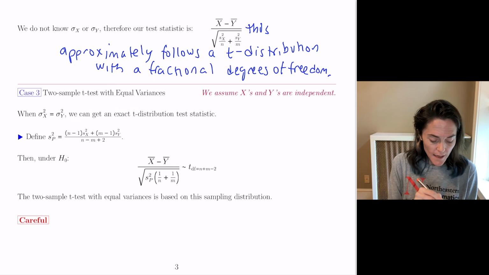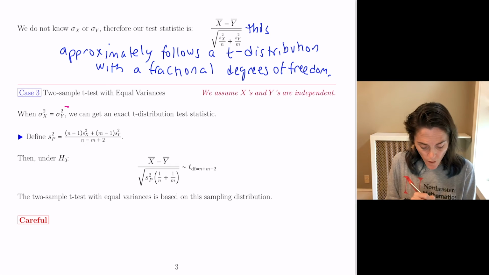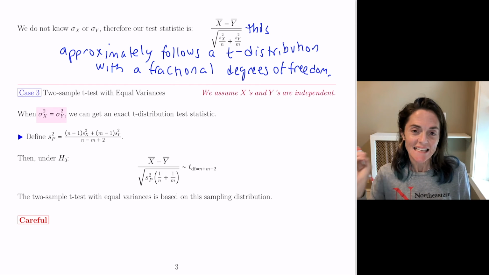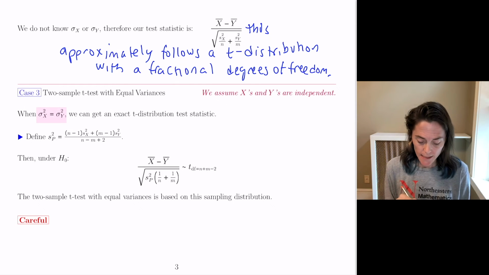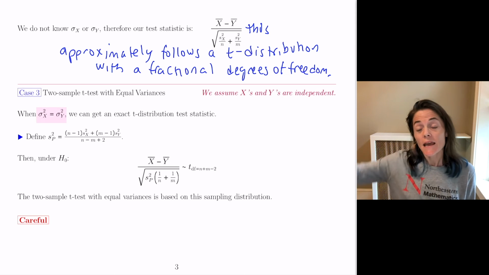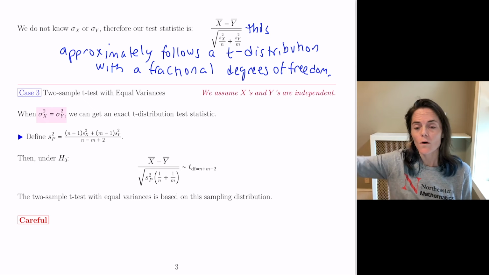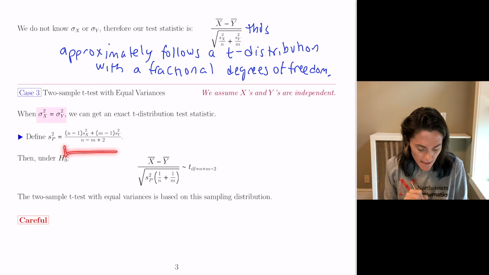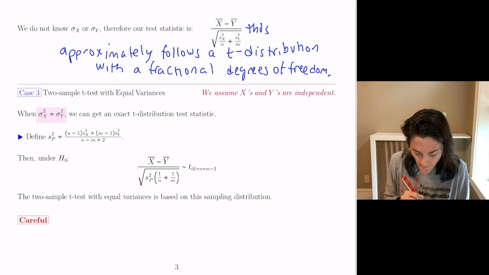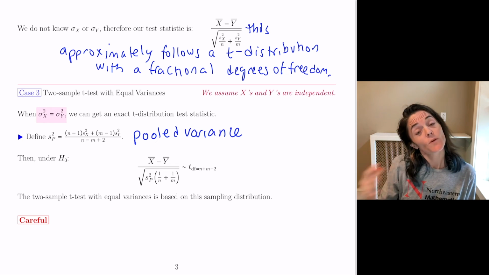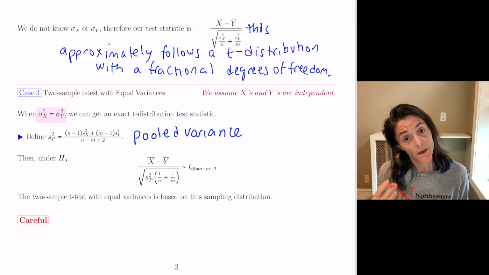Well, if you are in the beautiful situation where the variance of x equals the variance of y, the population variances, we can get an exact t-distribution test statistic. So this one is just approximately a t-distribution, but if the population variances are equal, we get an exact t-distribution. We have to define this, which is called the pooled variance. It looks intricate. The way to think about this is as a weighted average of the sample variances.